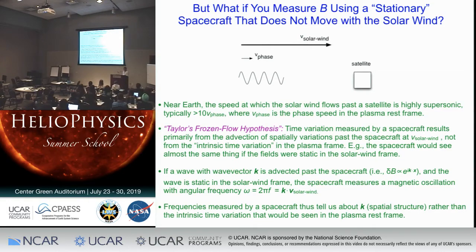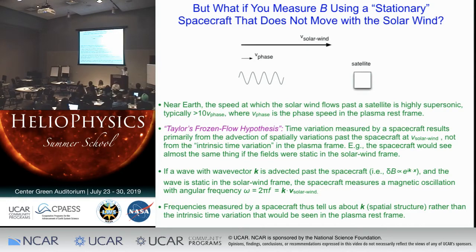In fact, we'll measure some oscillating pressure, if this is a sound wave, or density in our satellite when we look at this. But if we try to interpret the physical origin of that oscillation, the origin is not going to be the intrinsic time variation in the plasma frame. It actually has to do with only the spatial variation in the plasma frame.